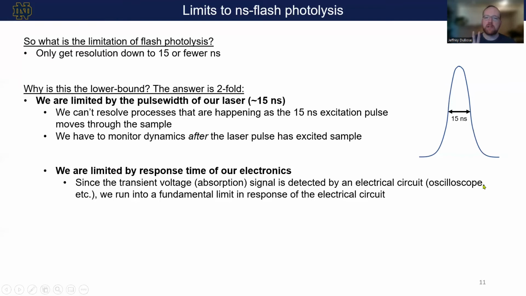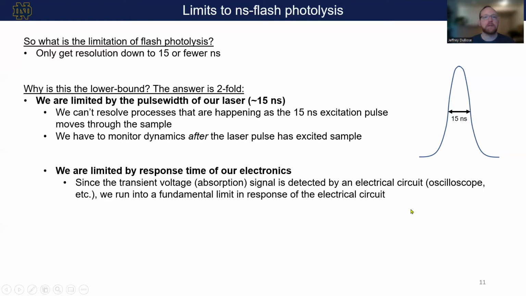But there's actually a second thing that limits us, and that's the response time of our electronics. The transient voltage change, which is proportional to the absorption, is detected by an electronic circuit. There's an oscilloscope reading those fast changes in the voltage. But anytime you have electrical signals running through any type of circuit, those signals have a finite response time. So even if we had a femtosecond laser pulse, if we hooked up the fastest oscilloscope we have, we couldn't look at changes in a PMT on the femtosecond timescale, because the electronic circuits take a finite amount of time for the signals to pass back and forth. So in nanosecond flash photolysis, you're limited by your laser in large part, but also by the basic response time of those electronic circuits.